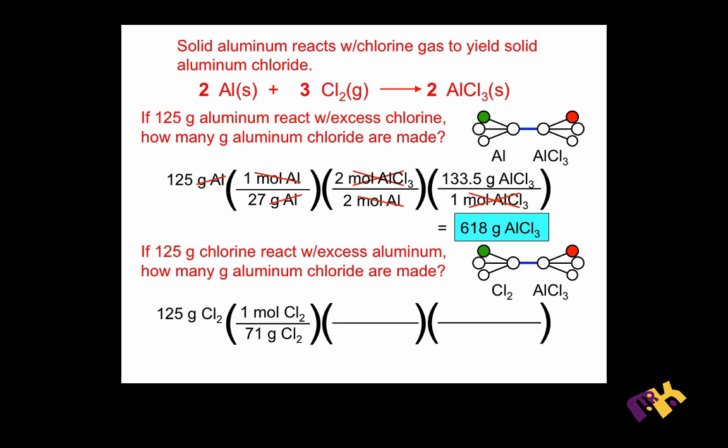We use the balanced chemical equation to find the molar ratio between chlorine gas and aluminum chloride. It's a 3 to 2 ratio. And then finally, the molar mass of aluminum chloride, which is 133.5 for every mole of it. All right, and we find that with the 125 grams of chlorine gas, we can only make 157 grams of the aluminum chloride.